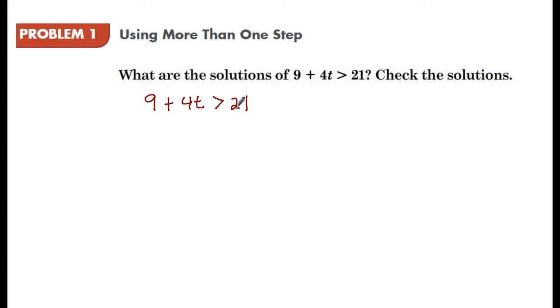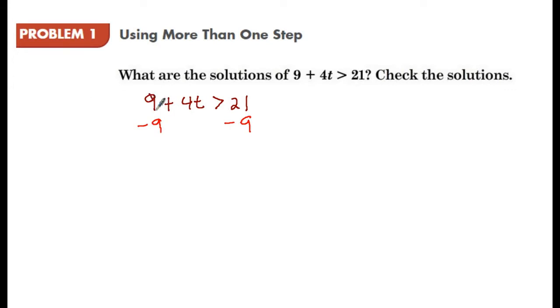So if we're going to solve this, imagine this is an equal sign. Don't do anything except reverse the sign only when you divide or multiply by a negative. The first step would be to get rid of this 9, so we're going to go ahead and subtract 9 on both sides.